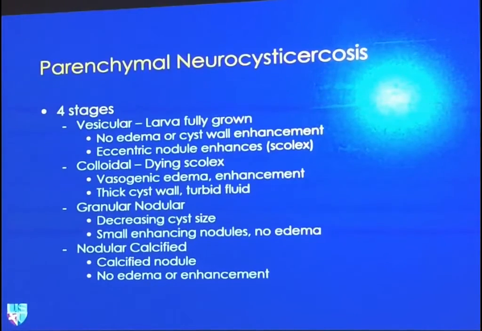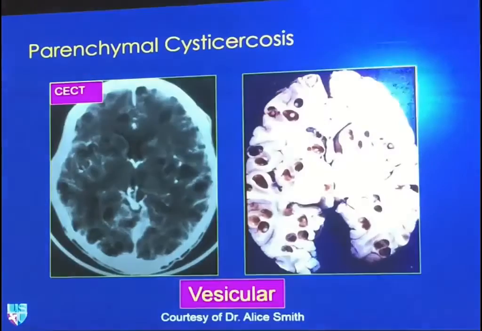So these 4 stages are vesicular, colloidal, granular nodular, and nodular calcified. Obviously, these kinds of details are beyond the scope, but just know that we can try to predict what stage of disease is going on based on a couple of things: the edema pattern and the amount of enhancement. So let me show you a few examples of this.